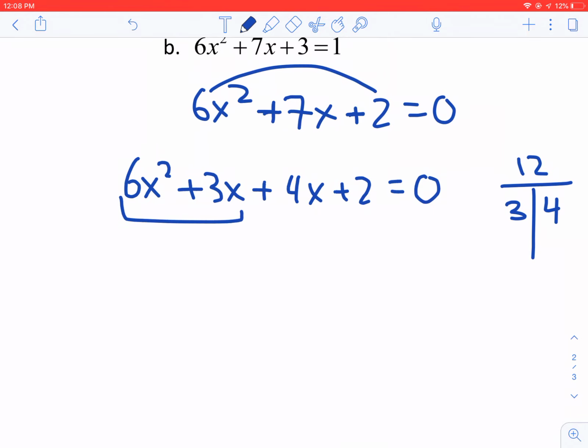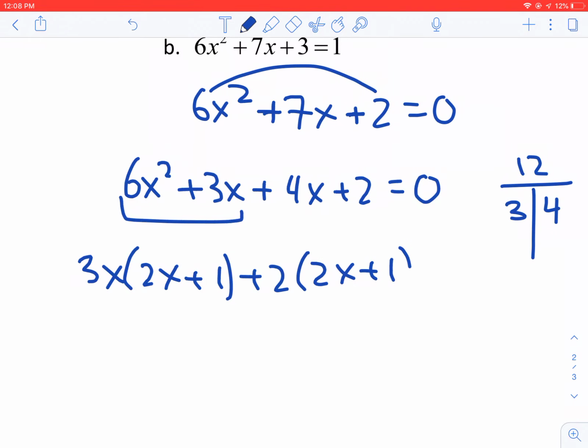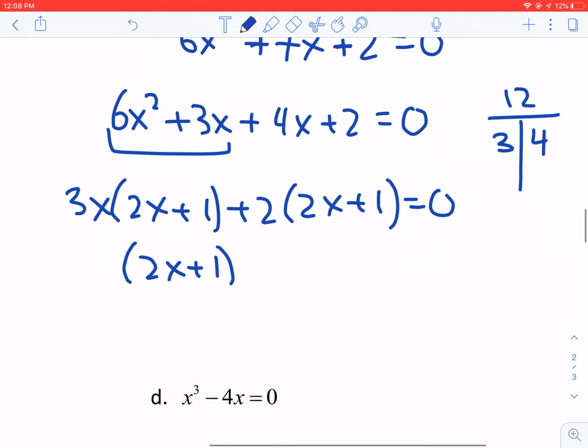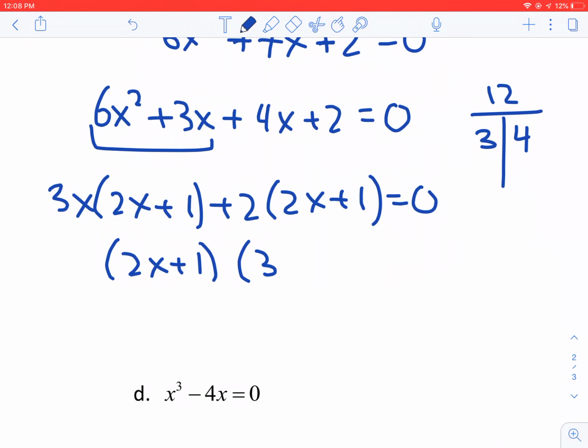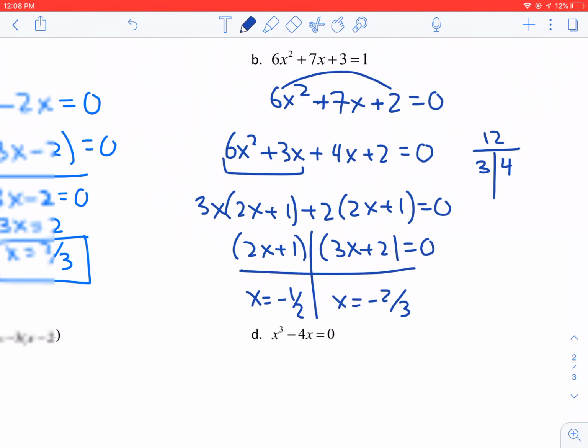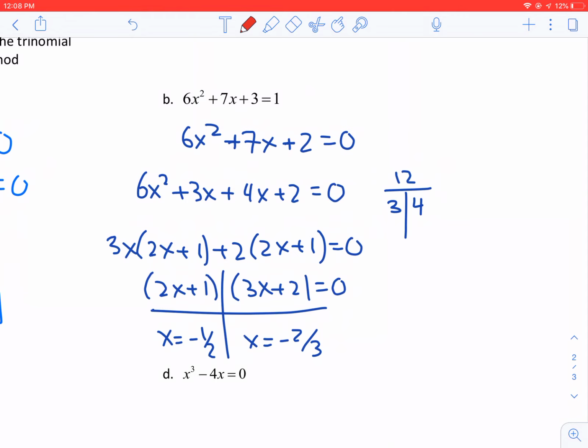GCF of the first two terms is 3x, leaving 2x plus 1. GCF of the next two terms is a 2, leaving 2x plus 1. Factor by grouping, they have a 2x plus 1 in common. So 2x plus 1 times 3x plus 2 equals 0. Teeing it off, solving here, x is negative 1/2. Solving here, x is negative 2/3. All right, I'm going quick here, but we've done this so much that I'm hoping this is alright. Please check your work though.